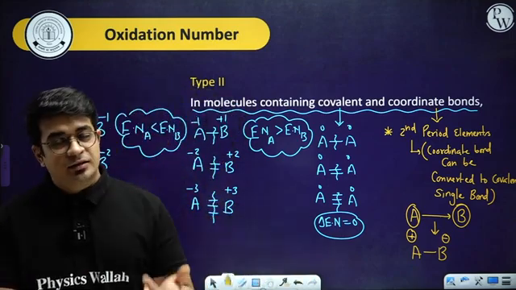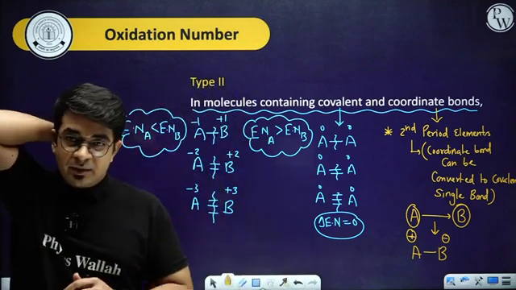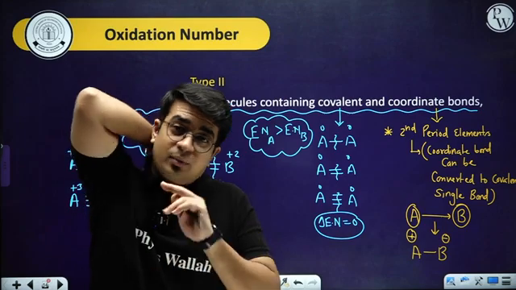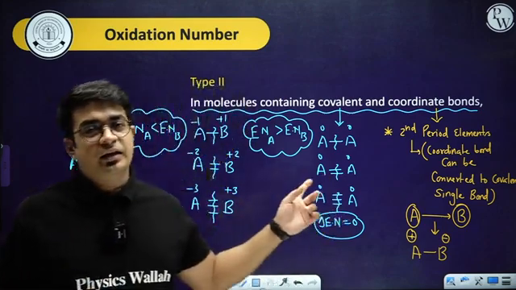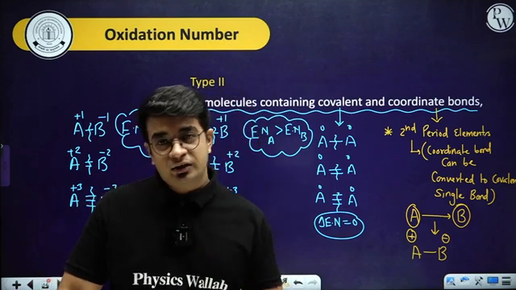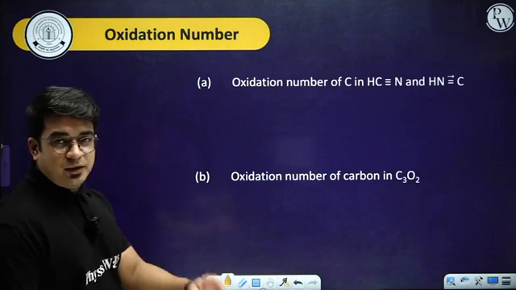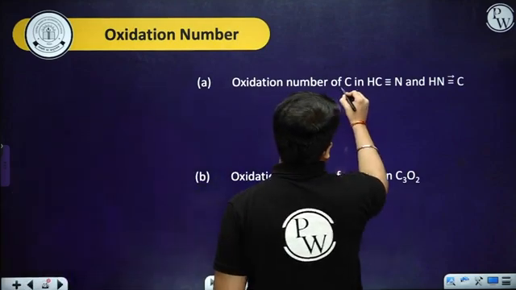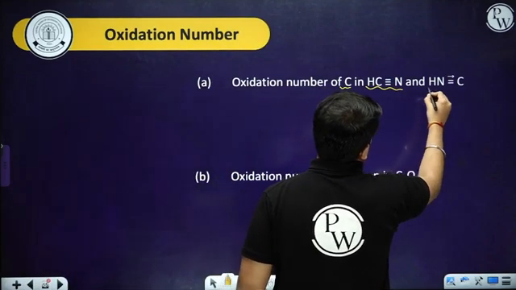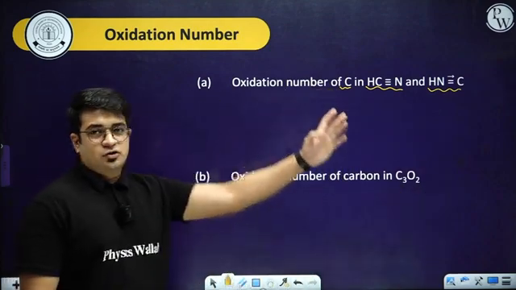But after the second period, in case of third period, fourth period or so on, I can simply convert the coordinate bond into a double bond. So that is the difference between a coordinate bond in the second period and a coordinate bond in the third period or more. For example, in this particular case, I want to calculate the oxidation number of carbon in HCN and HNC. Cyanide or isocyanide.